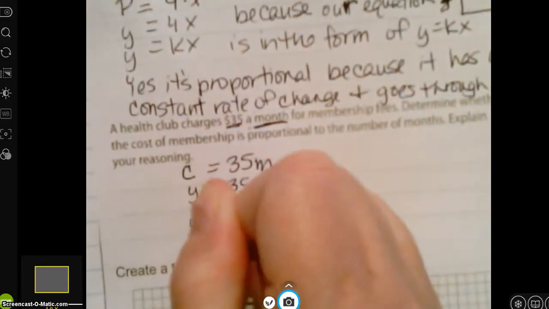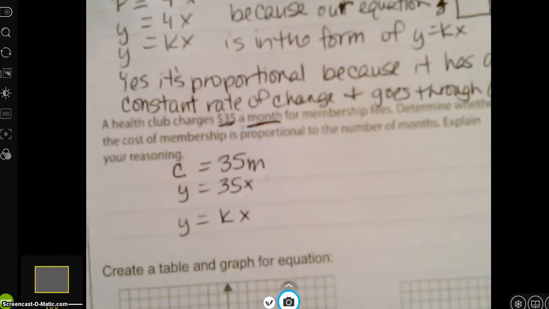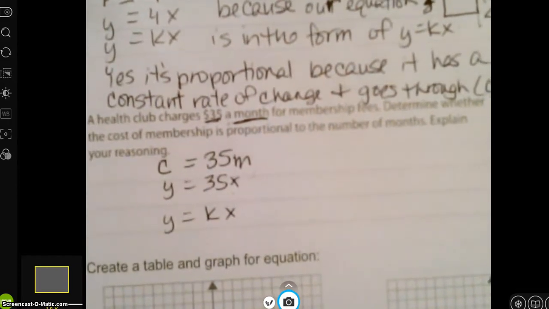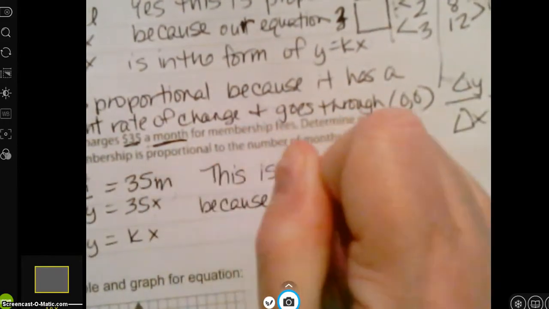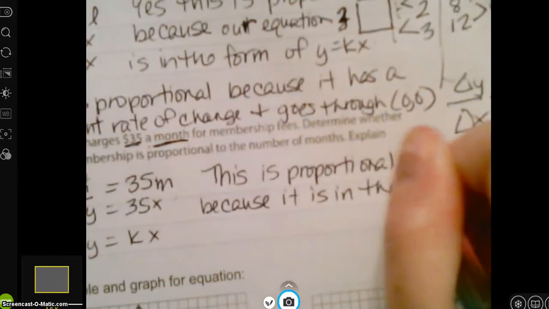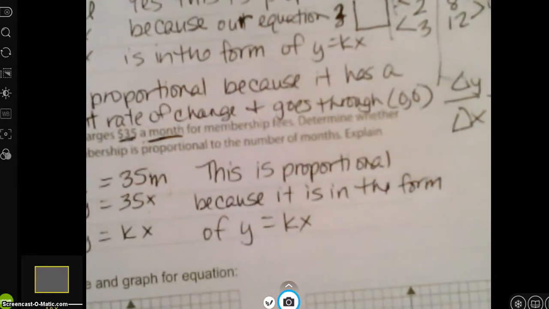It is proportional. We don't see add, we don't see subtract. Okay? And again, I can write it y equals 35x, y equals kx, and k being 35. Okay? $35 each month. That's that unit rate. Okay? So, this is proportional because it is in the form of y equals kx.